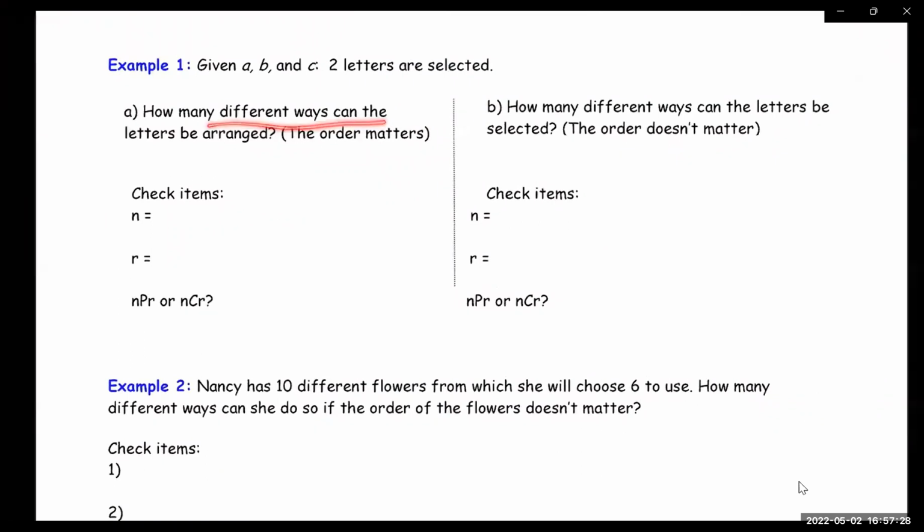Anyway, let's look at some examples. How many different ways can the letters be arranged? The order matters, right? Like if you have A, B, and C. So let's just write them out. A, B, C. A, C, B. B, A, C. B, C, A. C, A, B. C, B... Professor, it says only 2 letters are selected. Oh, you're right, thank you. So A, B; A, C; B, A; B, C; C, A; C, B. Any others?